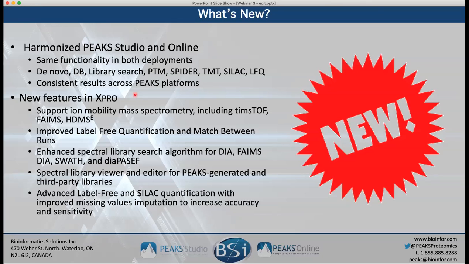We also have improved the label-free quantification and match between run algorithm, which we call ID transfer. We've enhanced the spectral library search algorithm, specifically for general DIA data, but also ion mobility-based DIA data. And then in the Studio viewer, which you can download for free, we now have a spectral library viewer and editor. This can view and edit PEAKS generated libraries, as well as some third-party text-based spectral libraries. And we're always increasing this to add more support in there.